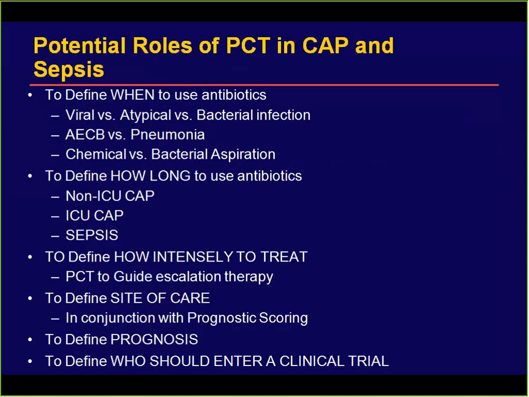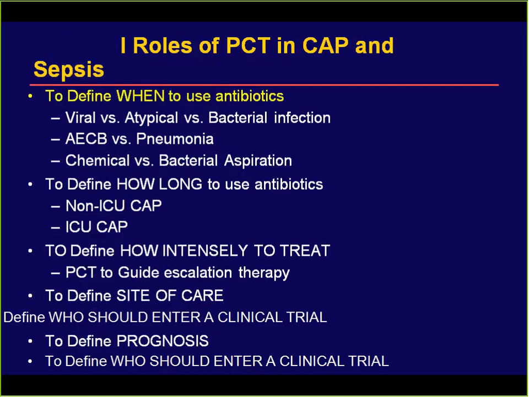So I've listed here some of the potential roles that you could use with a biomarker like procalcitonin in both community-acquired pneumonia and sepsis, and I'll try to share with you some of the studies that have explored these different applications. The first way that this was used is to define when to use antibiotics. It's also been used to determine how long to use antibiotics, how intensely to treat patients. In pneumonia, there are some very interesting studies that it can be used to define the site of care. It may define prognosis in infection. And then the last application might be, as I mentioned earlier, to define when to put a patient in a clinical trial.